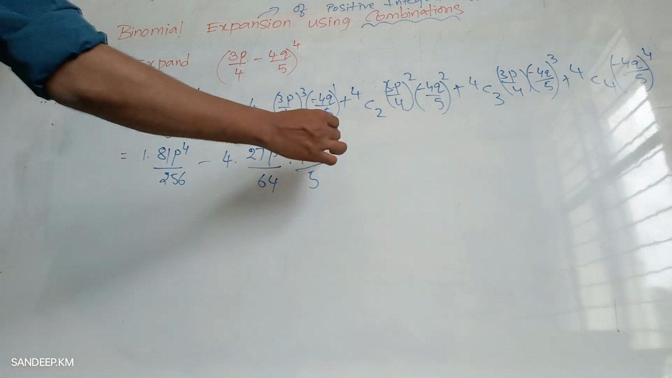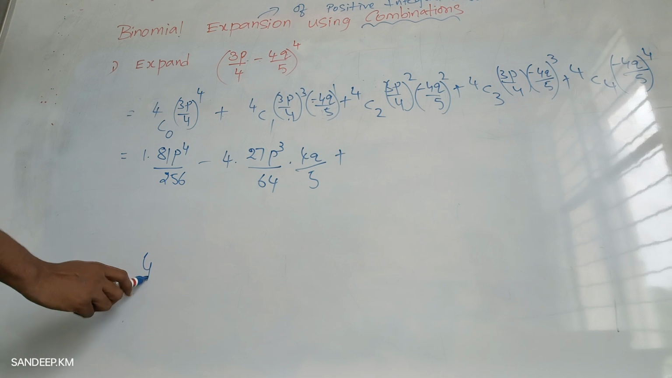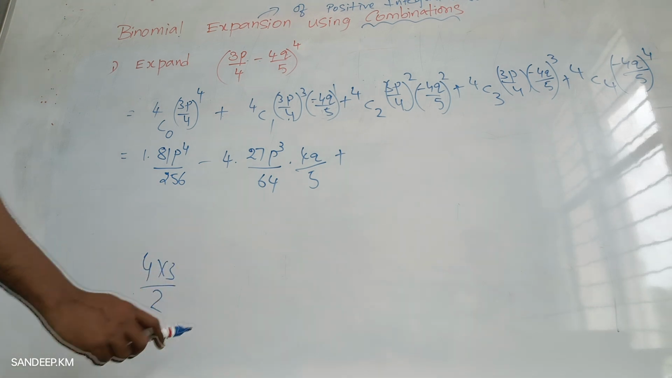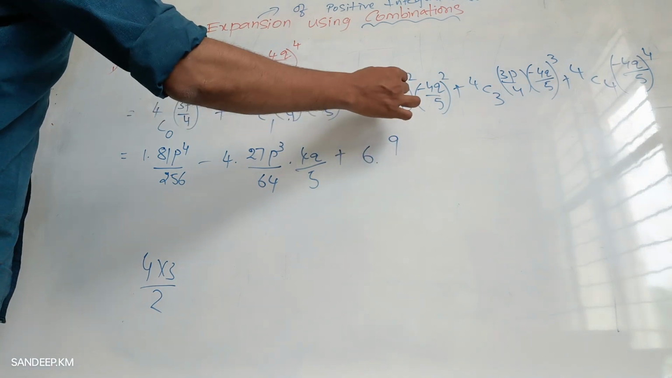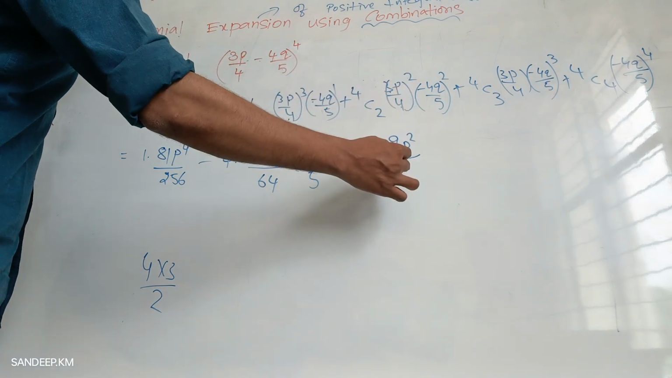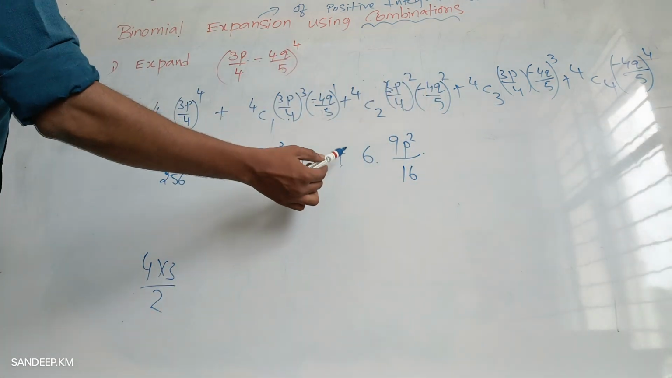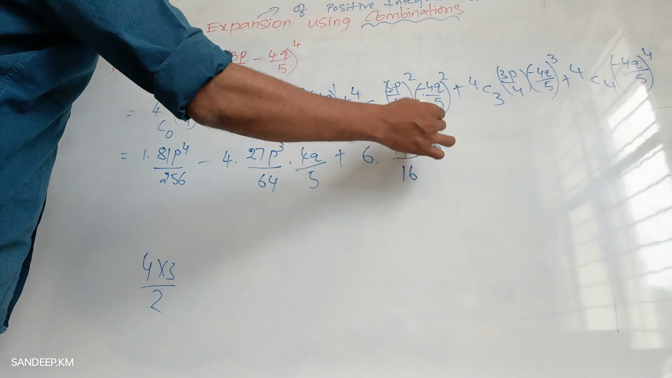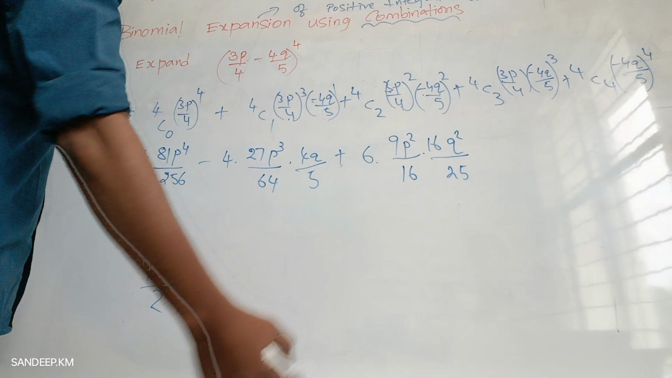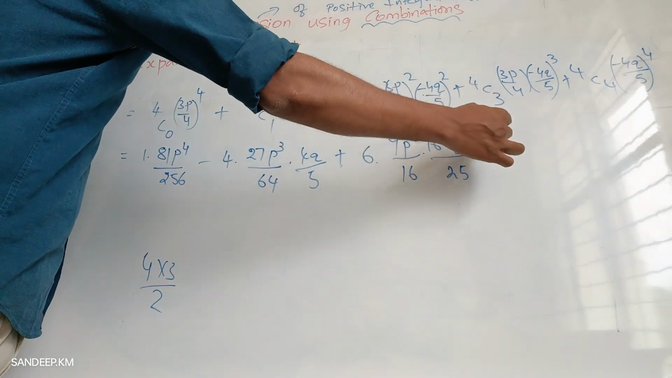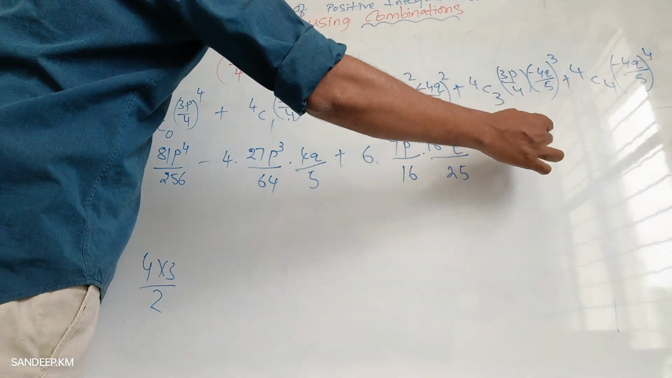Plus 4C2 value. In shortcut I told you how to find 4C2 value. 4 into 3 divided by 2, which is 6 into 3 square is 9, p square by 4 square is 16 into minus square is plus. That's why I have kept plus sign here. Into 16. 4 square is 16. Q square divided by 5 square is 25. Next, plus 4C3 value is 4 into, so 3p by 4 as it is.